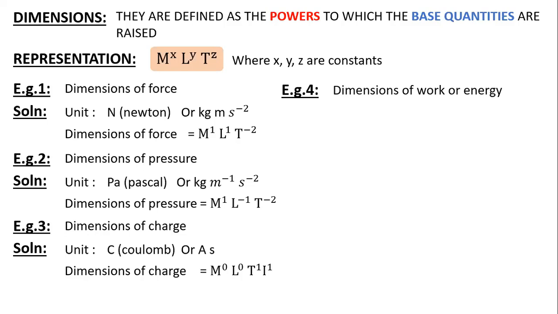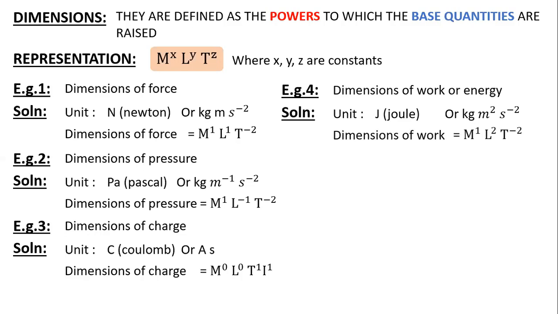Yes, correct, Shiv. So work is force into displacement. Force we already know is kg meter per second square. We just need to multiply meter to it. So the SI unit is joules, and in the other form it will be kg meter square per second square, because work is defined as force into displacement, so the entire unit will be multiplied by meter. Now the dimensions will become M1 L2 T minus 2.